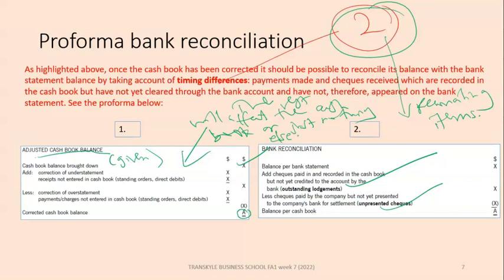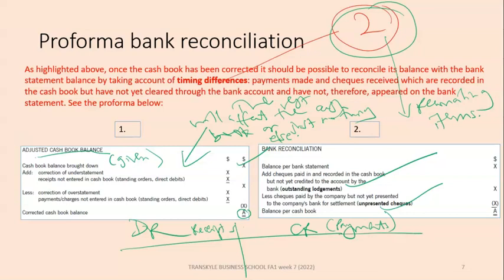If there are receipts which have not been entered in the cash book, it means that you just have to have your cash book with a debit and a credit. This is your cash book, and the debit is where the receipts are, and this side is where the payments are.